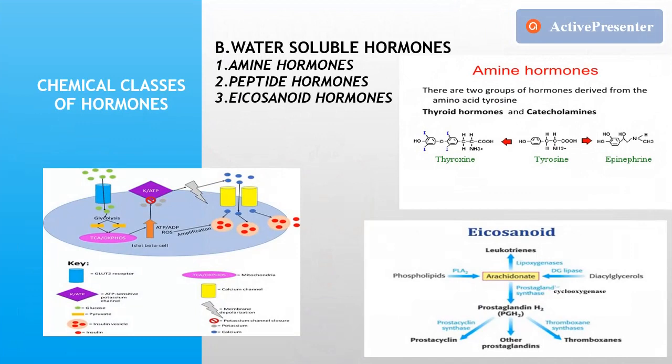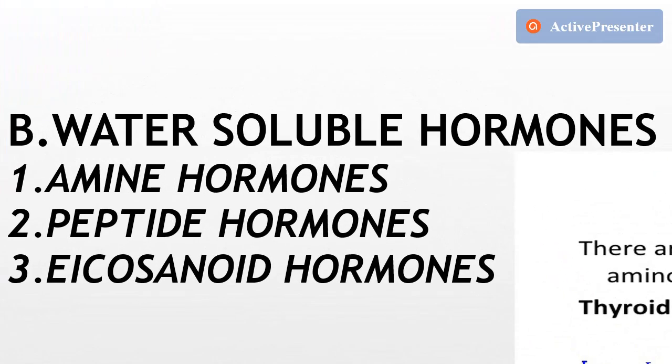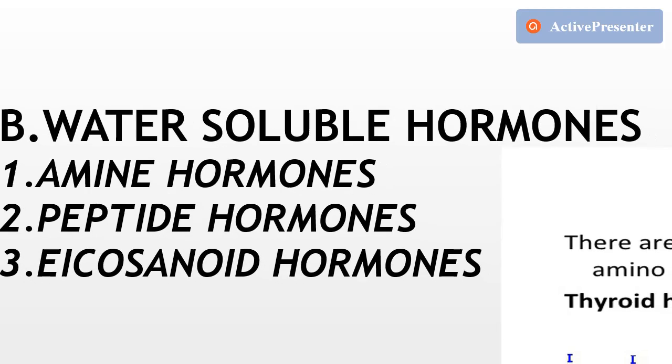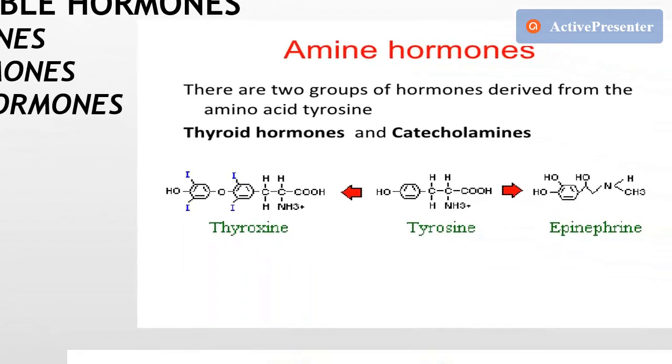Now we'll study about the water soluble hormones. The water soluble hormones include amine hormones, peptide and protein hormones and eicosanoid hormones. So first we will learn about amine hormones. These amine hormones are synthesized by decarboxylating or removing a molecule of carbon dioxide and otherwise modifying certain amino acids.